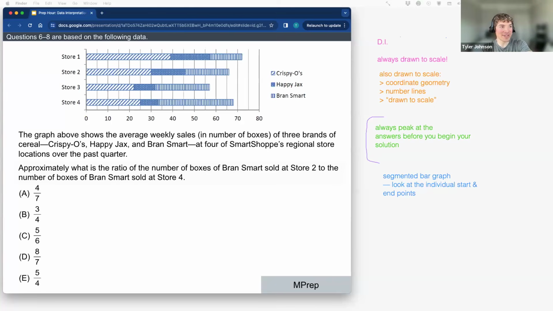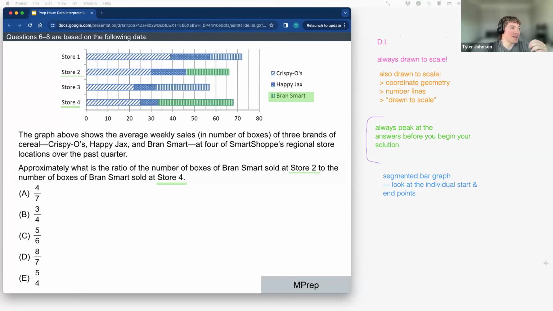So there's a couple ways to go about this. I'm going to show you my preferred method. For this question, we are only looking at brand smart cereals, and we're going to be looking at store 2 and store 4. So just these two, and the brand smart, it's this vertical line chunk. And I'm looking for the ratio of that store 2 amount over store 4.